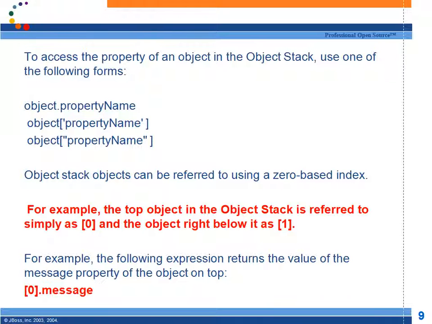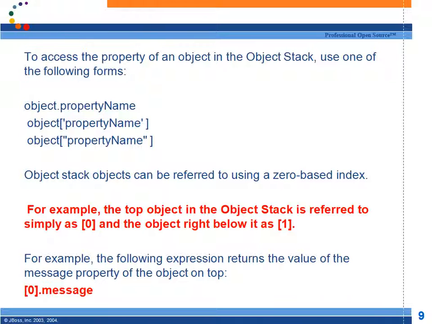If on the object stack there is an object with name x, and you want to access its properties, x dot property name, you can use either the dot operator or array notation. Just like in expression languages, you can use dot operator or array notation.